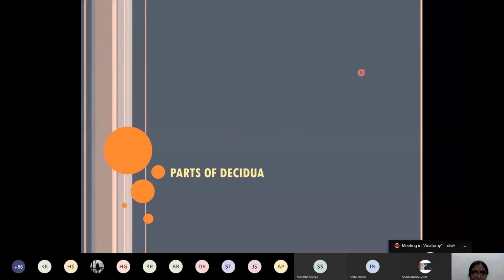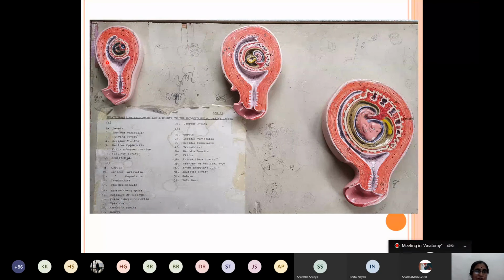Confident? Now here you can see this is the uterus. My dear student, the innermost layer of the uterus is the endometrium. By the decidual reaction, endometrium changes into decidua. There are several parts of the decidua. The part where the implantation takes place and where the decidua changes into the maternal part of the placenta is known as decidua basalis.